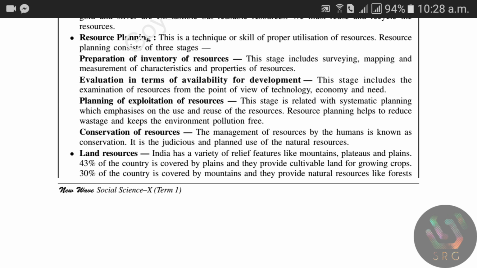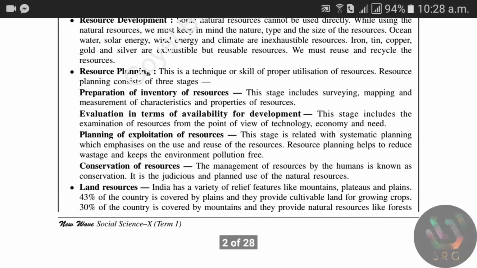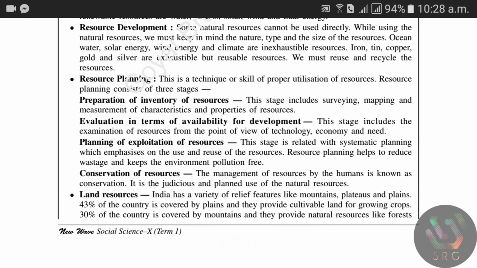And the last one is conservation of resources. The management of resources by humans is known as conservation. It is judicious and planned use of the natural resources. The entire thing is resource planning. That means it is the stuff which can be done to conserve resources, to reuse and reduce resources judiciously.